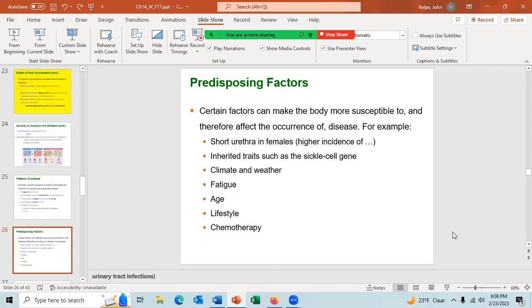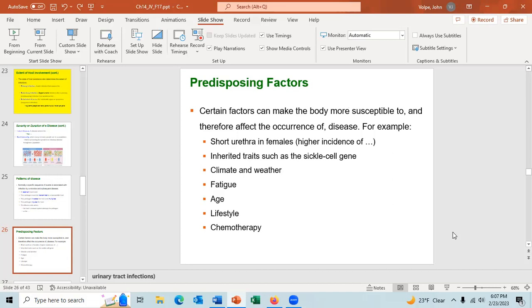There are certain predisposing factors that make a body more susceptible to and therefore affect the occurrence of disease. For example, females have a shorter urethra than males, so females have a higher incidence of a bladder infection than males. There are inherited traits that make a patient more susceptible to getting a disease. Like sickle cell anemia, that gene makes a patient more susceptible to getting other diseases.